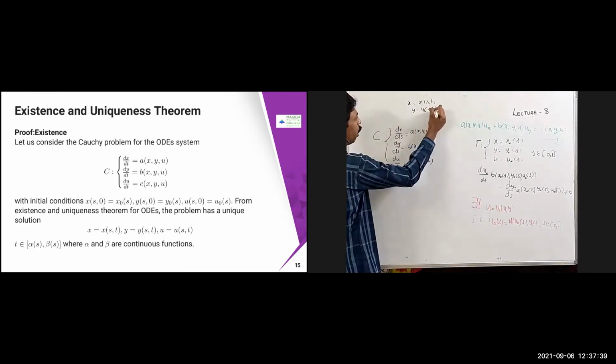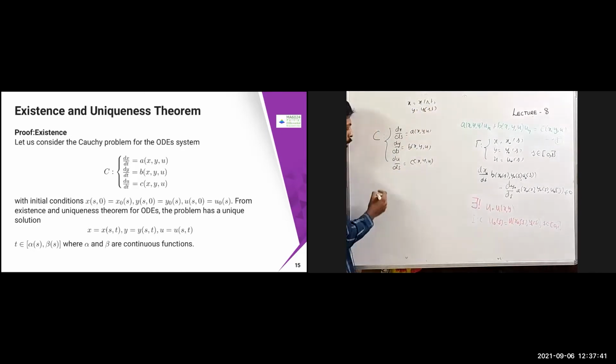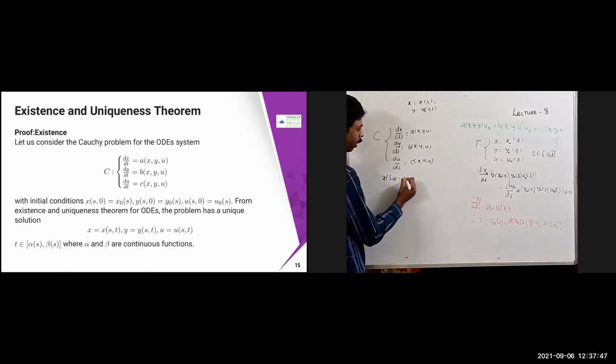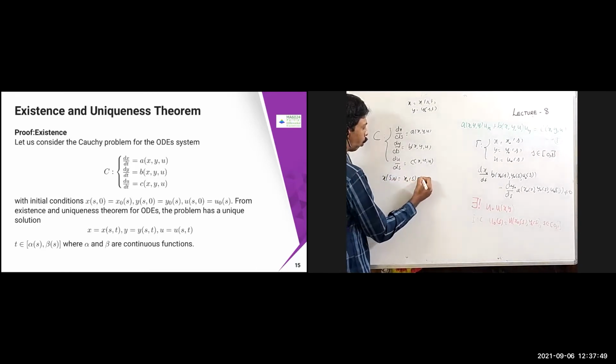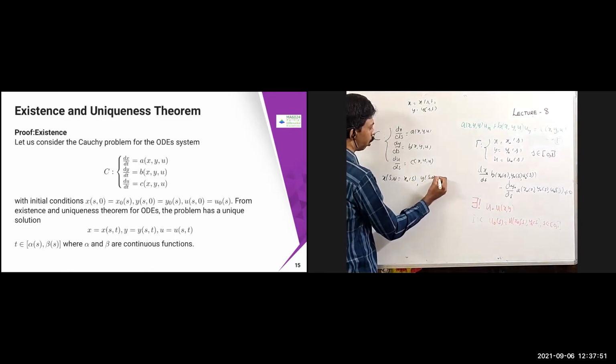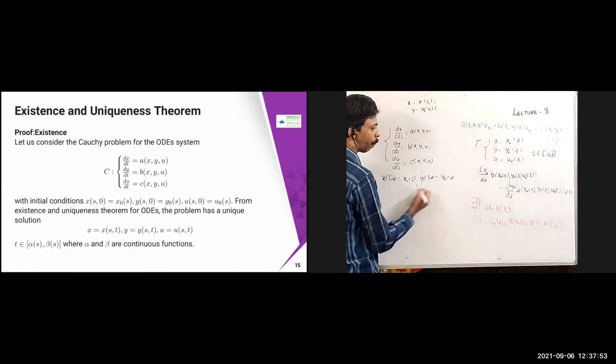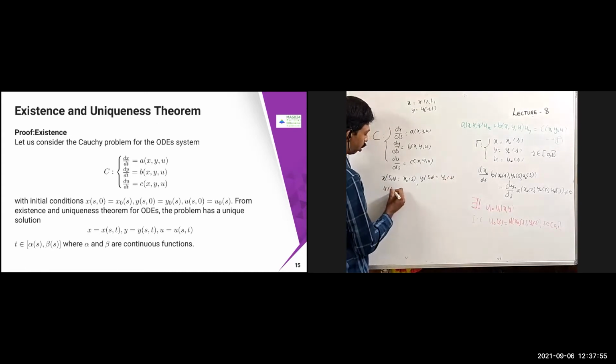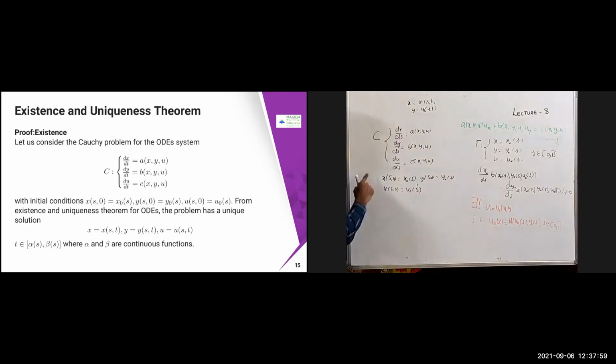I'm going to define it with the initial condition as follows. Okay, for this problem, I'm going to take the initial condition x of s comma 0 equal to x naught of s, y of s comma 0 equal to y naught of s, and u of s comma 0 equal to u naught of s. Okay, so this is the characteristic system with initial condition.